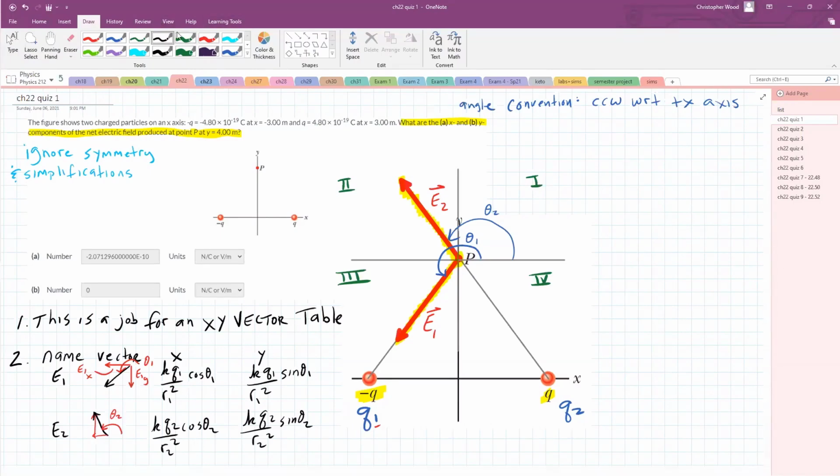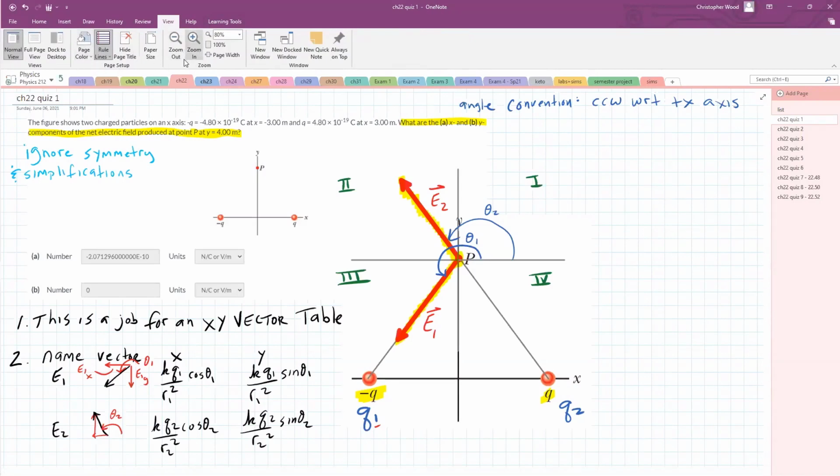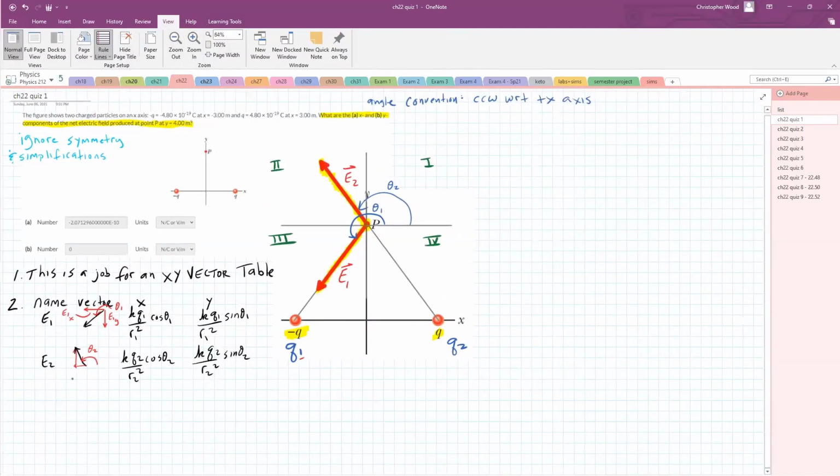So then, let me zoom out. Then we just have to add them up. I'm still on step 2. So E net, and we're just making a table out of this. The net vector, E net.